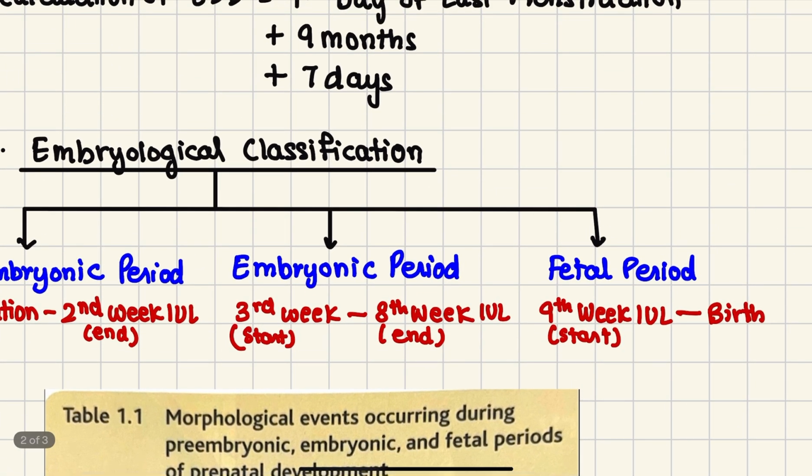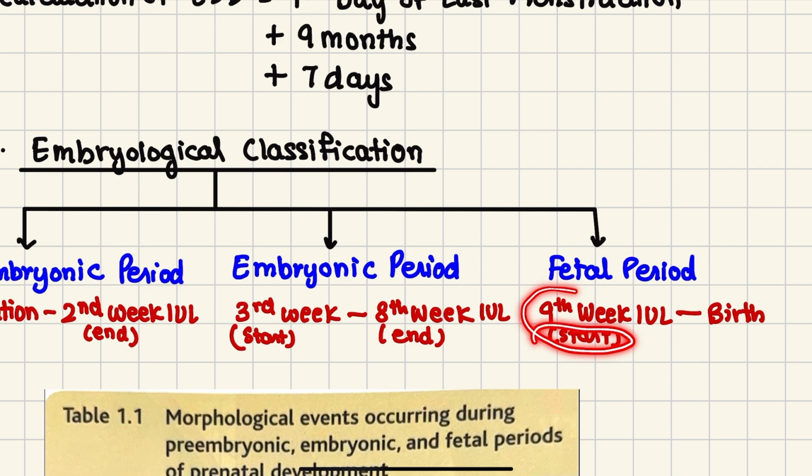Then you have the embryonic period. This is where the small baby starts taking shape in the uterus. I should say fetus instead of baby. Apologies for that. So this is when the fetus starts taking shape. Okay. So this is from the start of the third week till the end of the 8th week of intrauterine life. Then we have the fetal period. Here you have major organ development taking place. So this is from the 9th week of intrauterine life till the period of birth.